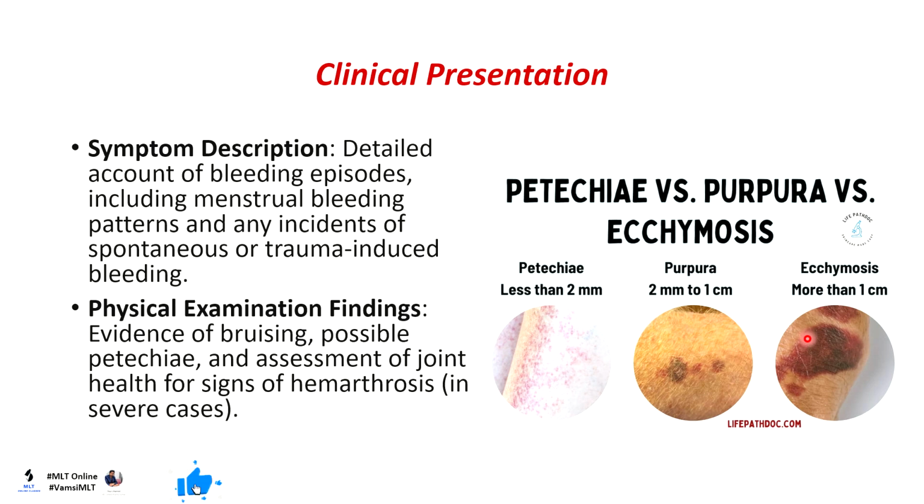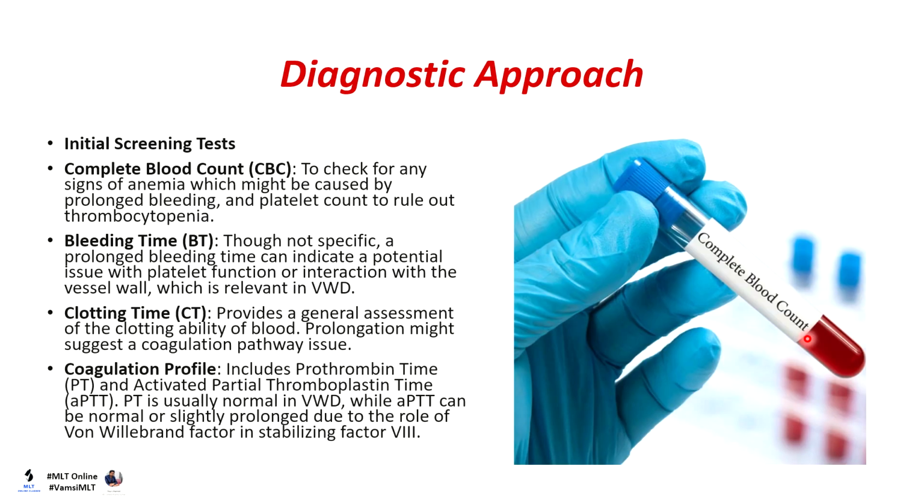Ecchymosis is the very late form of internal bleeding. So this can be seen. And the diagnostic approach: initial screenings included CBC to check for any signs of anemia, which might be caused by prolonged bleeding, and platelet count to rule out thrombocytopenia. And we performed bleeding time.